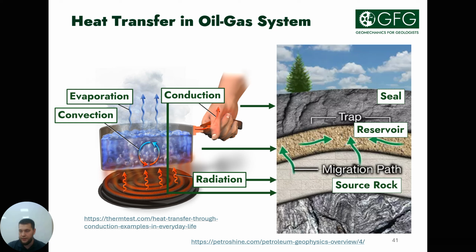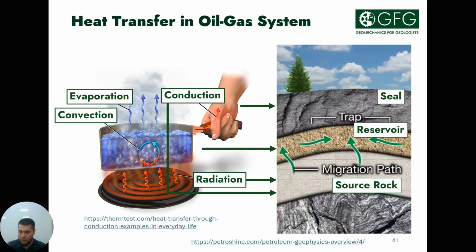Let's discuss the main heat transfer mechanisms in an oil-gas system. First, conduction is the process of heat transfer through the material without any movement of the material itself. It occurs at the molecular level where heat energy is transferred from faster moving molecules to slower moving ones. This type of heat transfer is characteristic for seals.